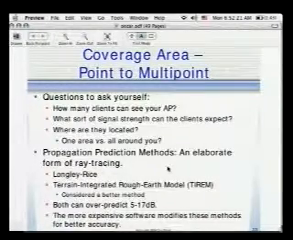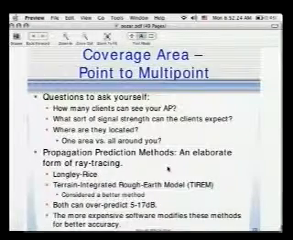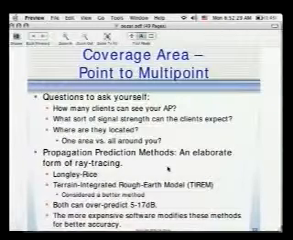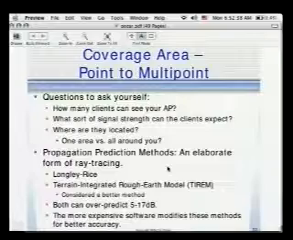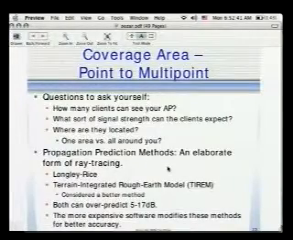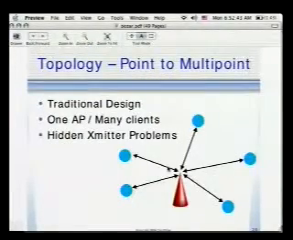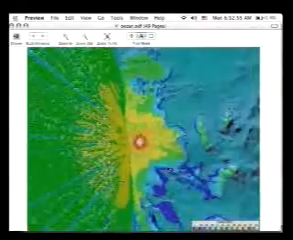Both will actually over-predict to some degree, about 5 to 17 dB or so. So they'll give you a little bit better than what you're actually going to get out there. You have to use that and a little bit of experience to understand the modeling. The more expensive software modifies these methods so they're a little bit more accurate. Again, this is a topology for point-to-multipoint. You do get into things like hidden transmitter problems, which I'm not going to go into details on here, but this is, again, a typical topology for that.